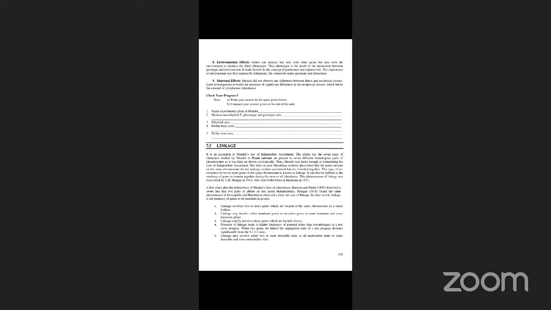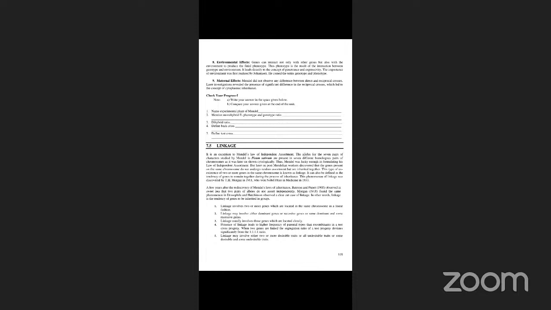Then environmental effects. Not only do genes interact, but the expression does not depend only on genes; even the environment affects the phenotype. So there is an interaction between genotype and environment. The importance of environment was first realized by Johannsen. He coined the terms genotype and phenotype.